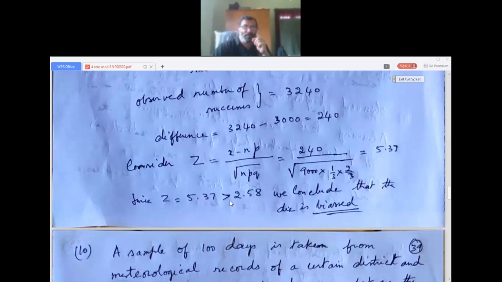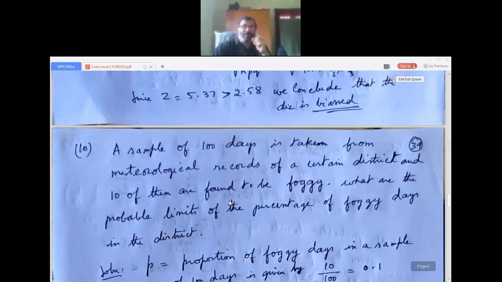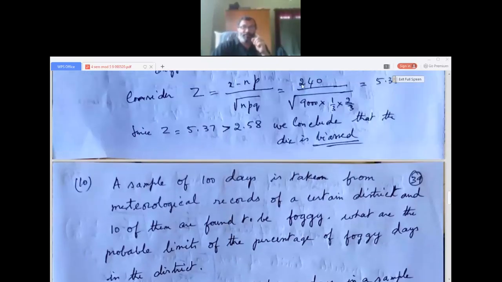Anyway, next question from the question paper. A sample of 100 days is taken from the meteorological records of a certain district, and 10 of them are found to be foggy. Foggy means something like smoke, which appears in the early morning: fog.